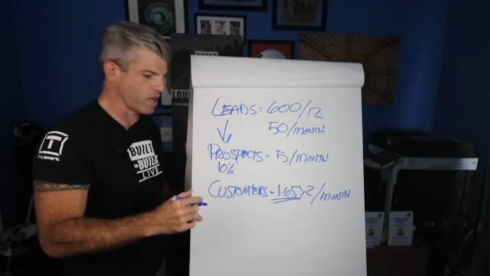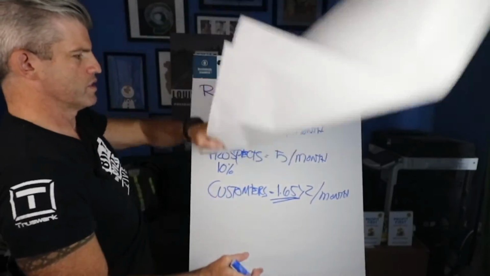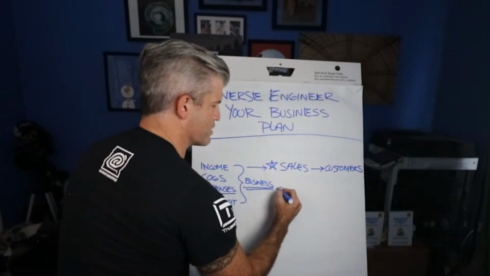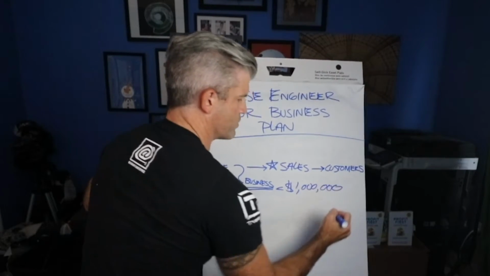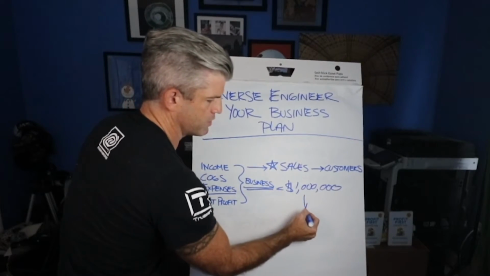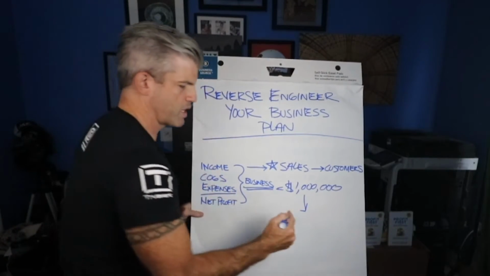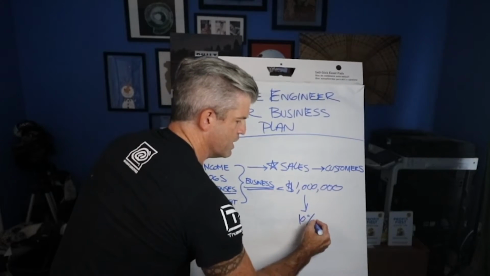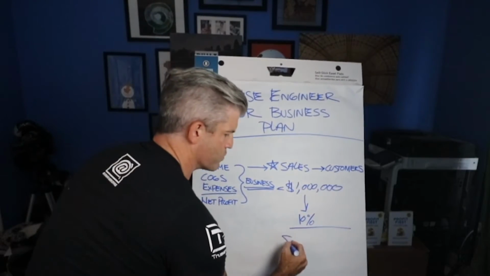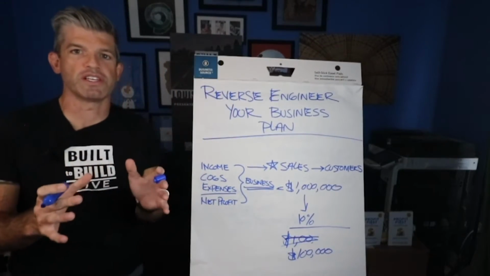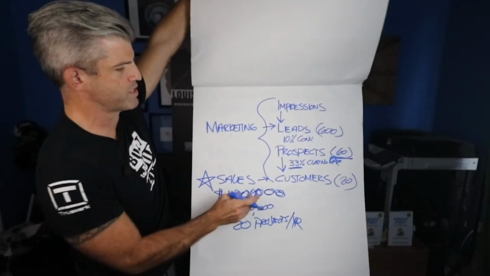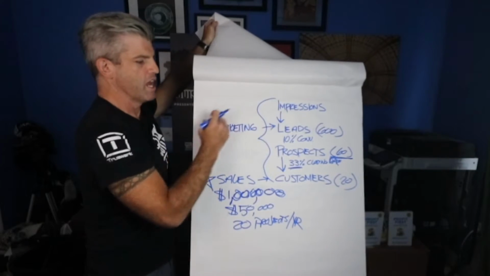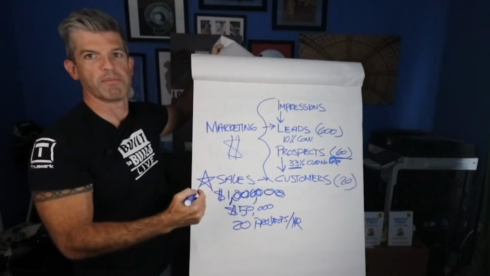So if we're a $1 million company, our business is equal to $1 million, and our net profit, a decent net profit for a lot of construction businesses, maybe 10%. So 10% of $1 million is $100,000. So the question is, how much do I need to spend on my marketing? Remember all of this stuff: customers, prospects, leads, and impressions. What's the dollar figure that I need to spend on my marketing here?